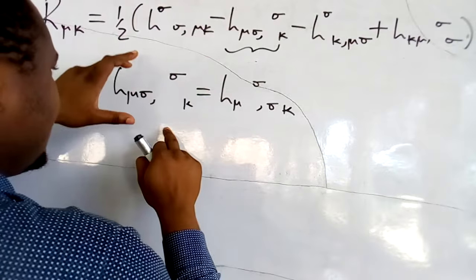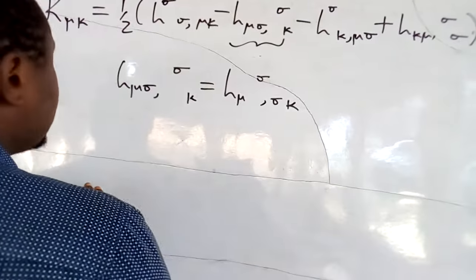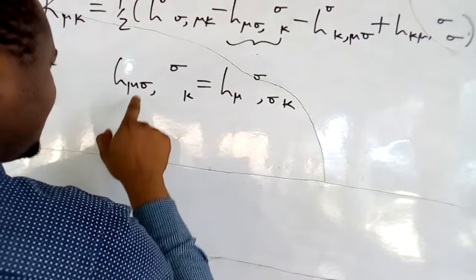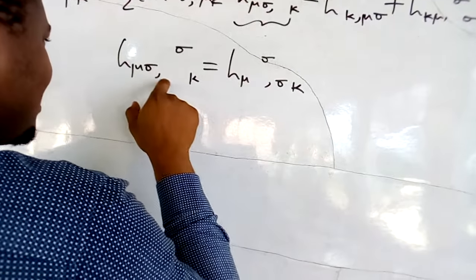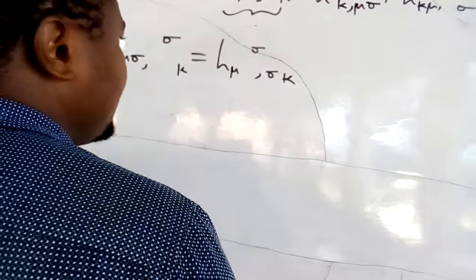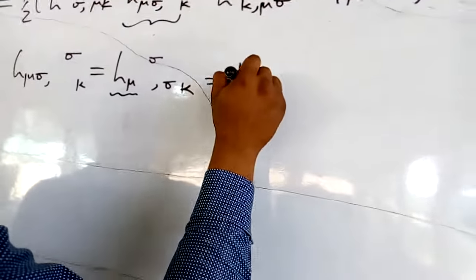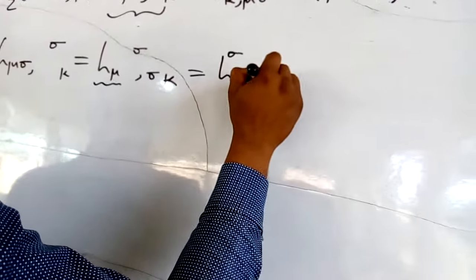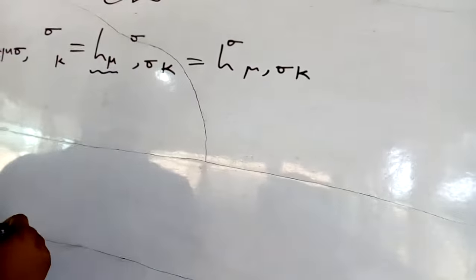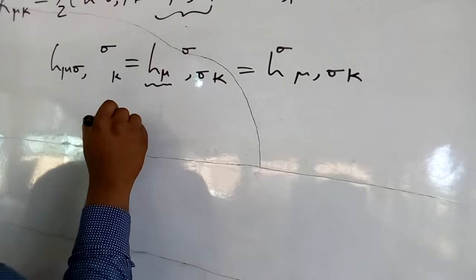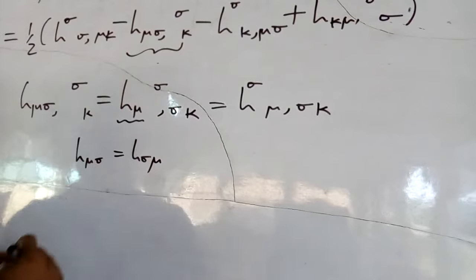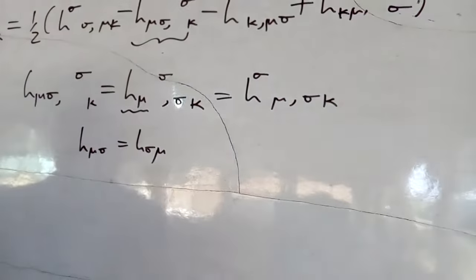We said the same metric, the Minkowski metric that I used to lower this, I can use to raise this. We've done this severally before, so I don't need to. And besides, this again I can write as h sigma mu, comma sigma kappa, most especially because h mu sigma is the same thing as h sigma mu. It's symmetric, so I can do that.